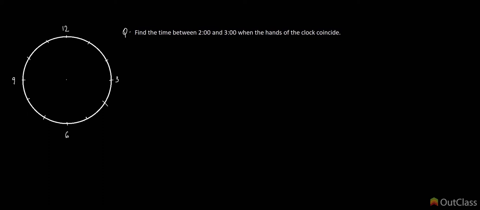Here's the third method. Again, back to the first question on finding the time. Find the time between 2 and 3 when the hands of the clock coincide. This again uses a reference. I'm going to take 2 o'clock as my reference, and my required time will look something like this, where the hour hand is here, minute hand is also here.